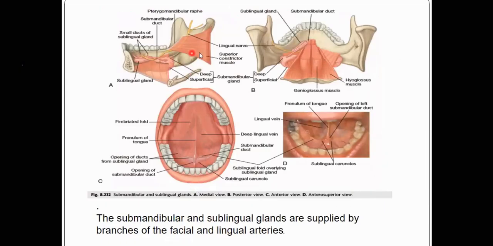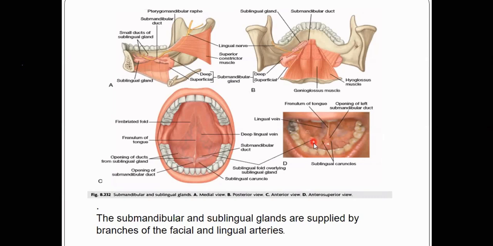Now this picture shows the sublingual gland. Here you can see the floor of the mouth, the tongue's inferior surface, and the fold called the frenulum. On the lateral side of the frenulum is the opening of the submandibular gland, and here the sublingual gland, which has multiple openings.